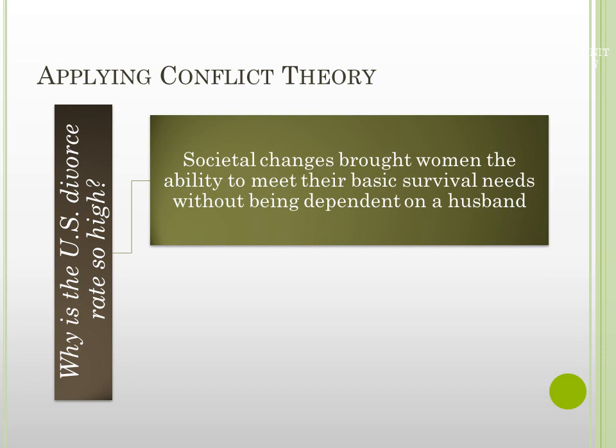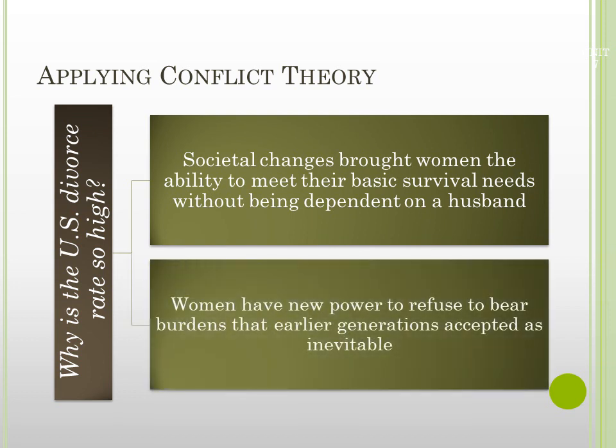Using the conflict perspective, we're going to look at what kind of opposition, or what opposing forces, are at play. In this case, when we initially think of marriage and divorce, we think about the two spouses or the partners involved. A conflict theorist might say that societal changes brought women the ability to meet their basic survival needs without being dependent on a husband. We might also explain the U.S. divorce rate by saying that women have new power to refuse to bear burdens that earlier generations accepted as inevitable. As you see in this case, conflict theorists often look at power dynamics and what shifts occur over time that may change power dynamics.